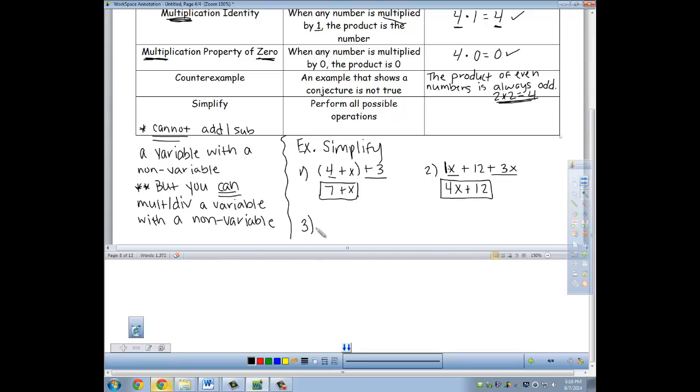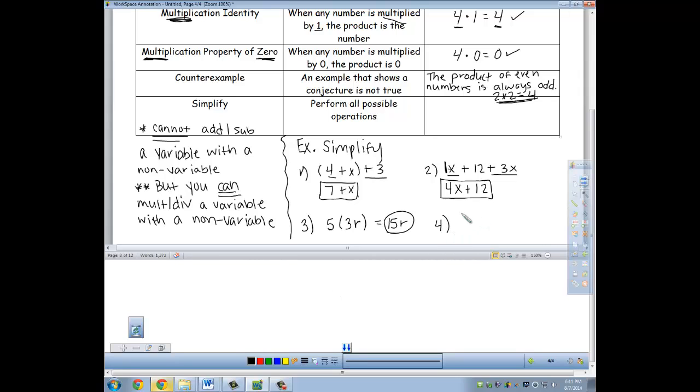Example 3. We have 5 times 3r. So I said you can multiply a variable with a non-variable. 5 doesn't have a variable, 3r does, but since it's multiplication, I can put them together. So I'm just going to do 5 times 3 is 15 and stick my r out in front. So when it's multiplication and division, you just do the numbers like you normally would. So 5 times 3, and put your variable with it.